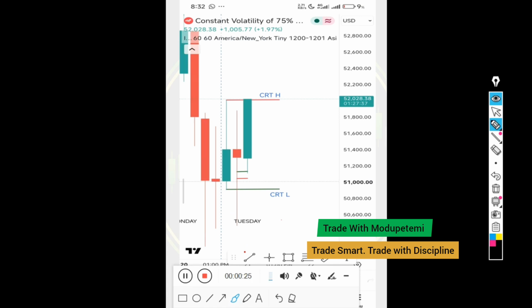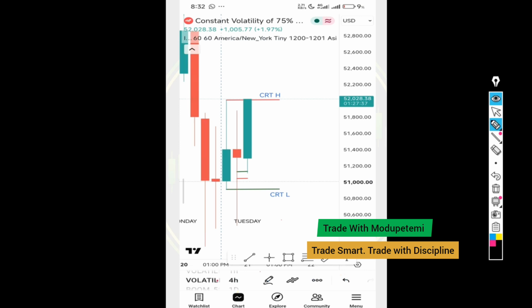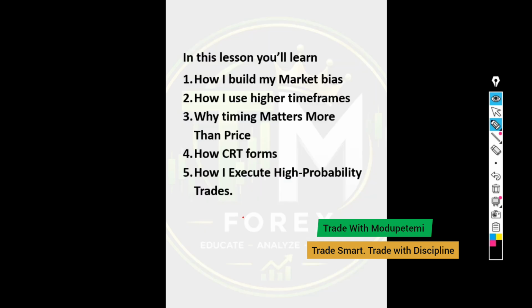I'm going to be showing you how you can build this setup from the planned area to the entry area. In this video, you are going to be learning how I build my market bias, how I use higher time frames, and why timing matters more than price. I've always expatiated in my videos that it is time over price. In this video, I'm going to show exactly why your time supersedes your price.